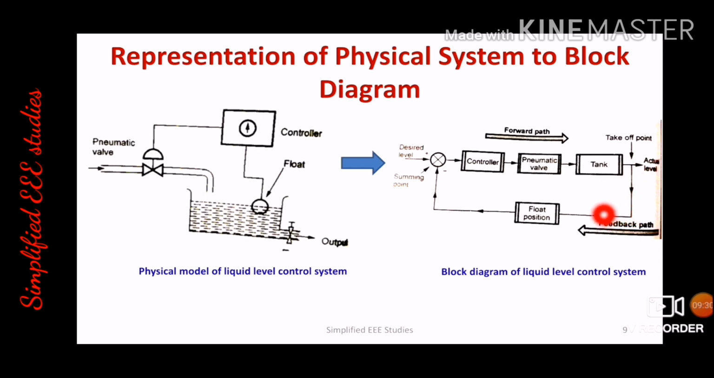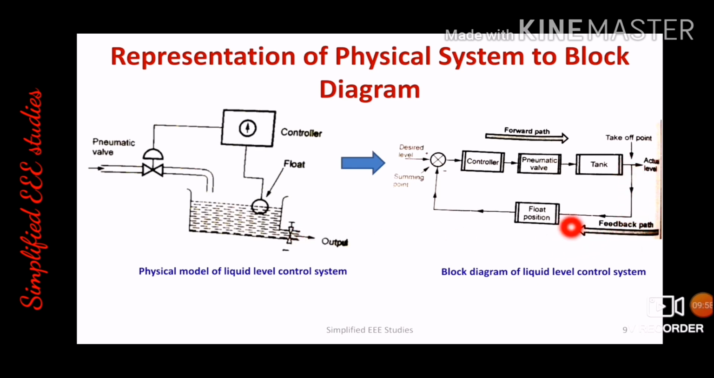Actual water level will be measured with the help of the float position, and you will always have a desired water level. So the actual water level and desired water level will be compared with each other, then the error signal will be generated. Based on the error signal, the controller is going to operate. The controller will provide the signal to the pneumatic valve so that the valve is going to operate. Then the water will be maintained at the desired height in the tank. So this becomes a closed loop control.